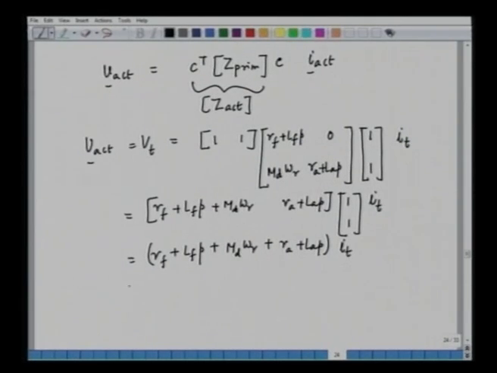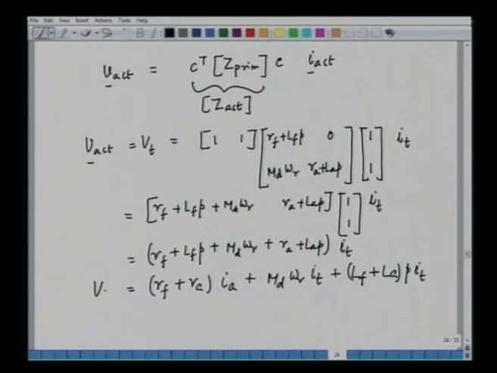So, we can also simplify this. We will have Rf plus Ra into Ia plus MD omega R It plus LF plus LA into P of It. So, this equation that is equal to Vt is the equation of a DC series motor.